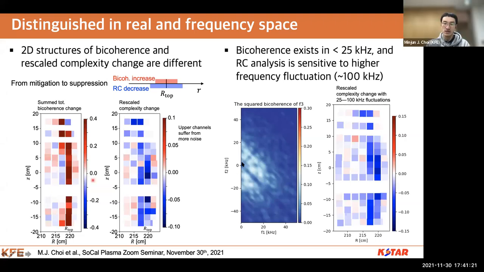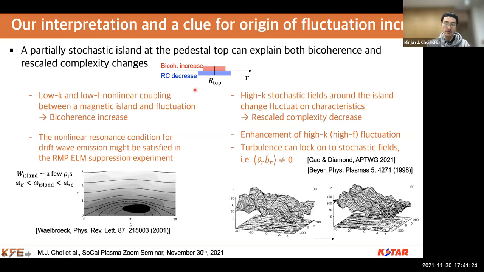I think one possible mechanism is nonlinear resonance. This work suggests that an island satisfying this condition can emit a drift wave nonlinearly. Basically this is coupling between the structure of the island and the structure of a drift wave. They are spatially coupled. And then I think this can result in some three-wave couplings.